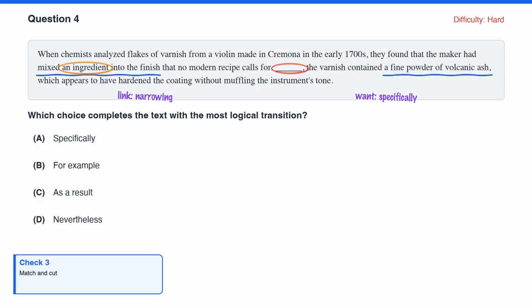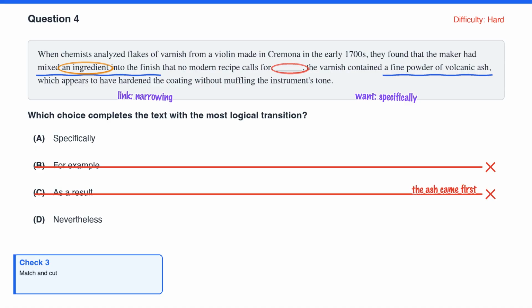Check 3. Match and cut, and watch the trap. For example is tempting, because the ash is concrete and the first sentence was vague. But for example offers one case out of many, and there is only one ingredient here. The sentence is naming it, not sampling it. Cross it out. As a result, would make the ash a consequence of the chemist's discovery, and the ash was in the varnish centuries before anyone looked.